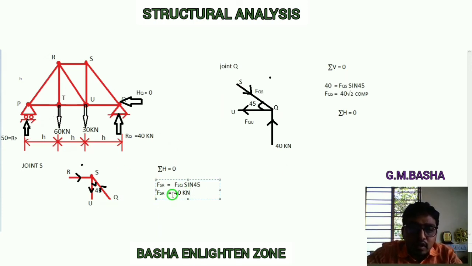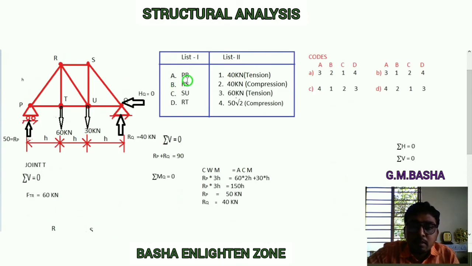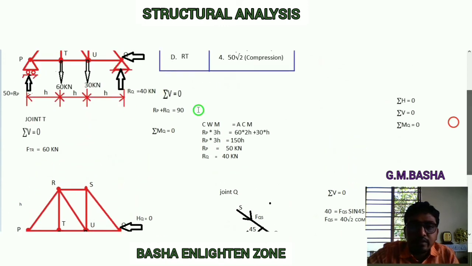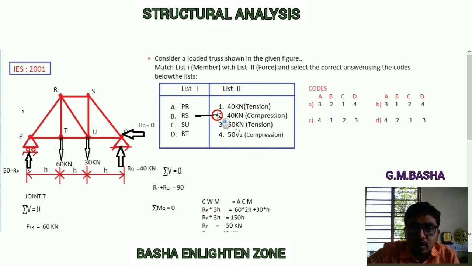See here, the value is positive. Therefore our assumed direction for the force in the member SR will be correct. The nature of the force here will be compression. See here in the match the following list, if there is a force in the member SR, yes, the force in the member RS will be there, and that will be 40 kilonewton compression. See here, I am matching the following details. This one will be matching to the second one. Again the force in the member TR will be 60 kilonewton and this is matching here.